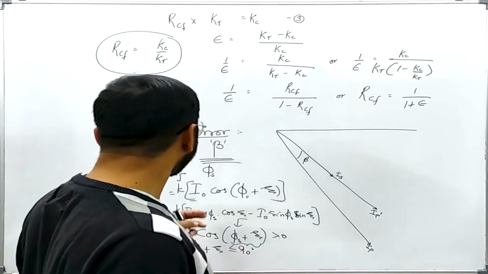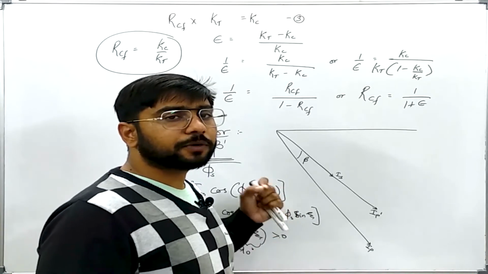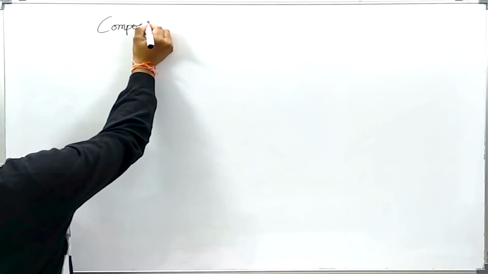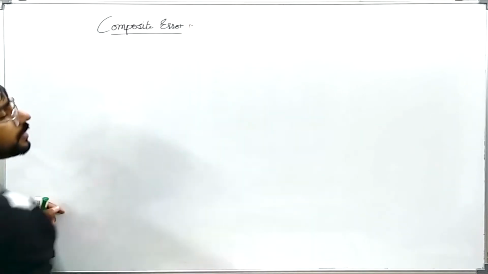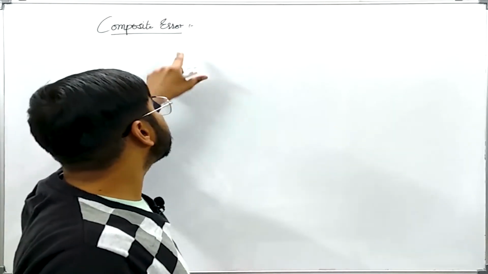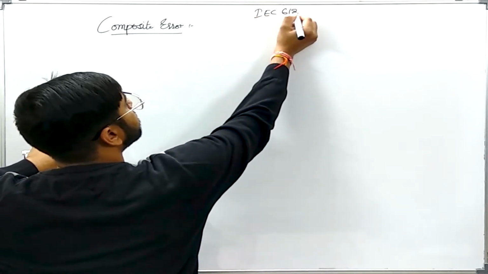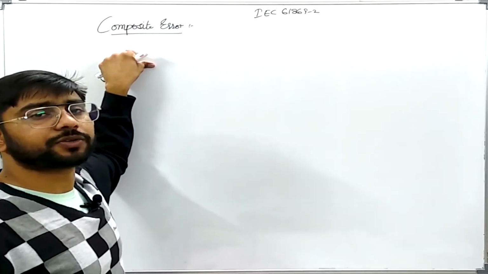Okay, now in the next slide we will study another term called the composite error. Now let us see what is the meaning of composite error. Usually at very high currents for protective CTs, the IEC standard 61869 part 2 specifies the definition of composite error in place of the ratio and the phase error.